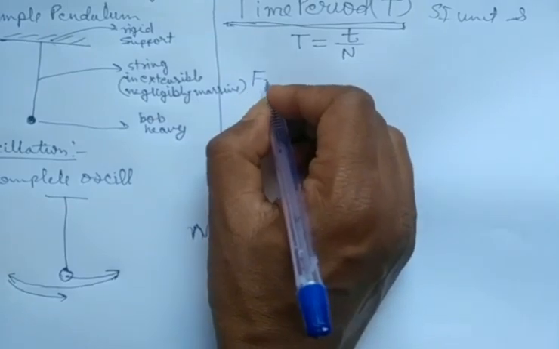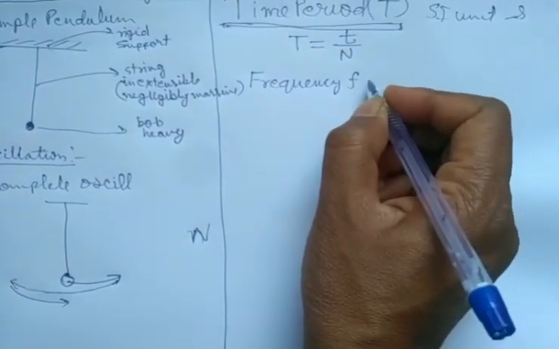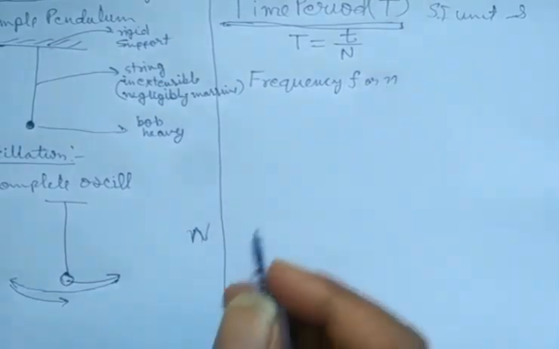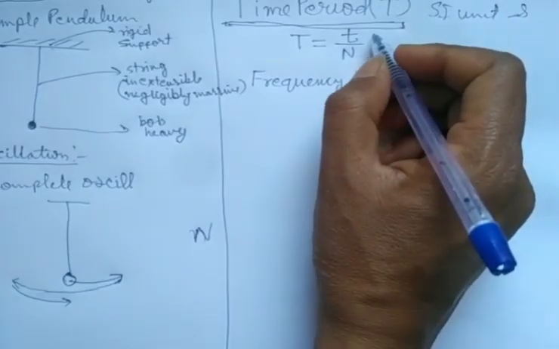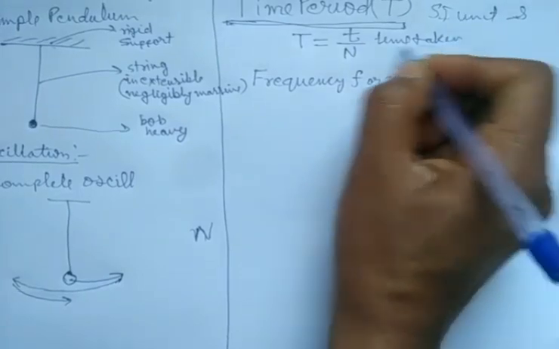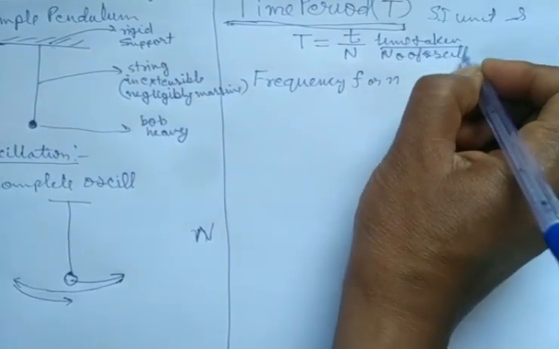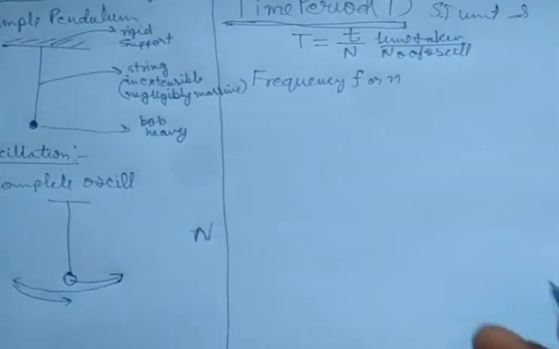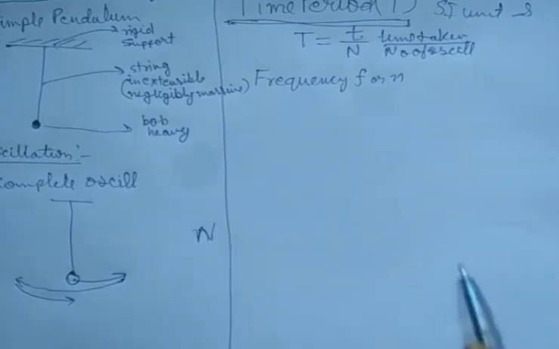Next, frequency. Symbol is F or small n. That is why I haven't used small n for number of oscillation. Okay, here I will just explain. It is time taken upon number of oscillation. That is why it becomes time taken by one oscillation. In the denominator, if everything will get cancelled, one remains. So in one oscillation, how much time will it take?